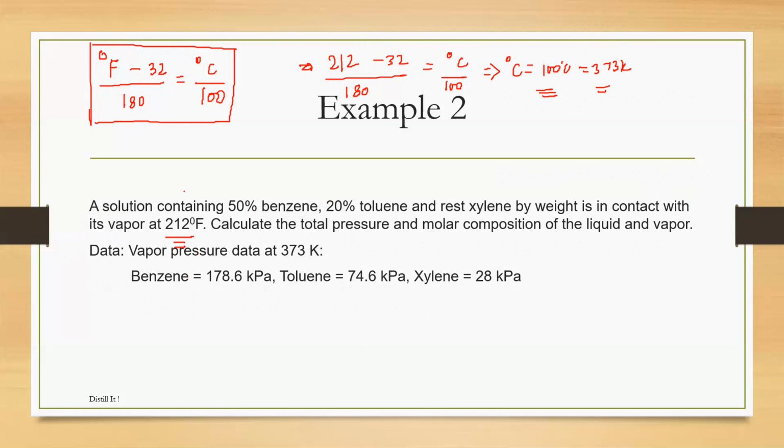All right. So calculate the total pressure and molar composition of the liquid and vapor. Okay. And they have given vapor pressure data for benzene, toluene, and xylene. All right. So you can please go ahead, pause the video, and try to solve the problem. All right. So hope you people have tried to solve this problem. If you've managed to solve, then very well. If you've not, then please have a look at this.